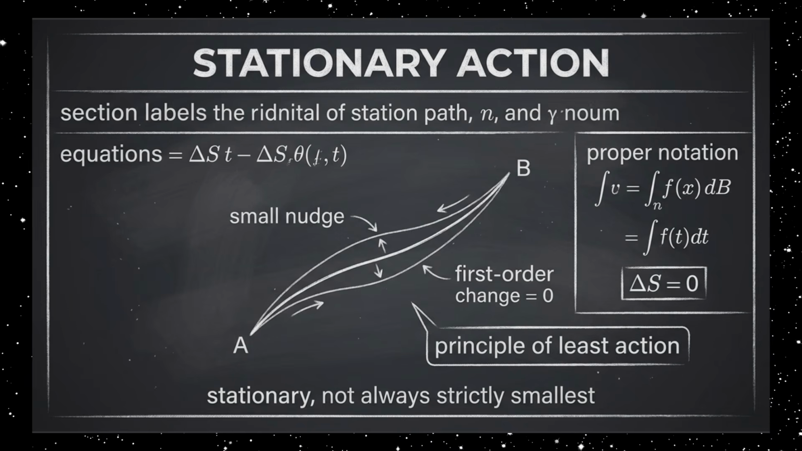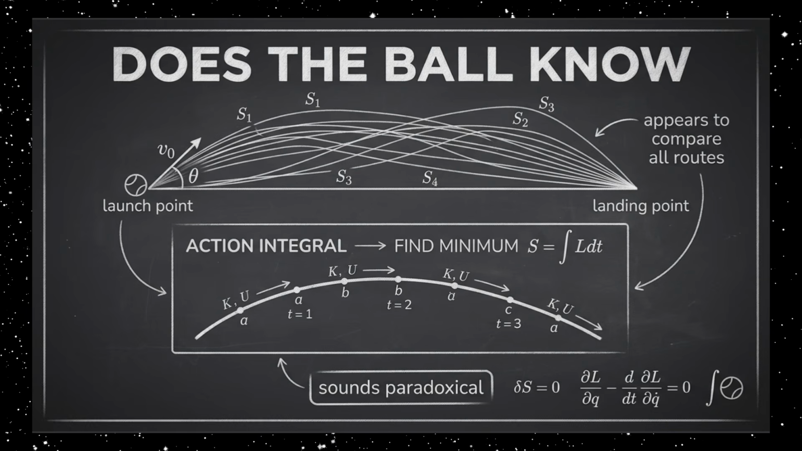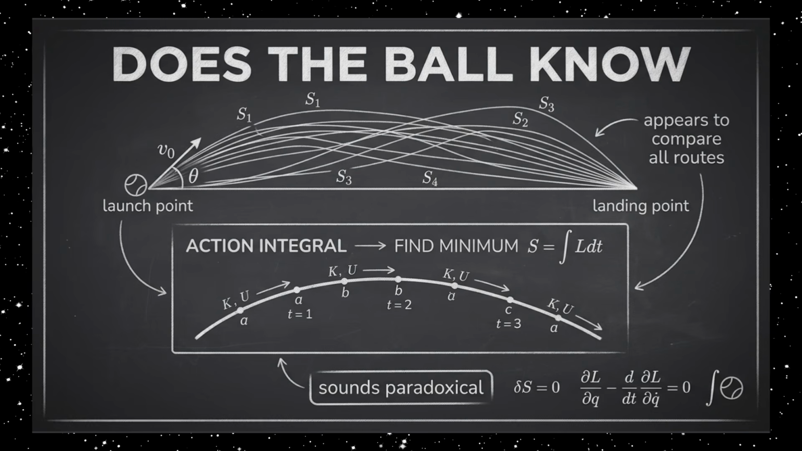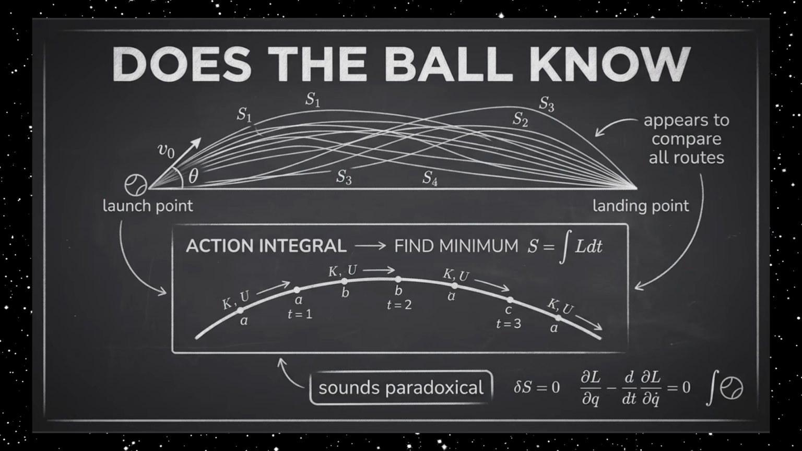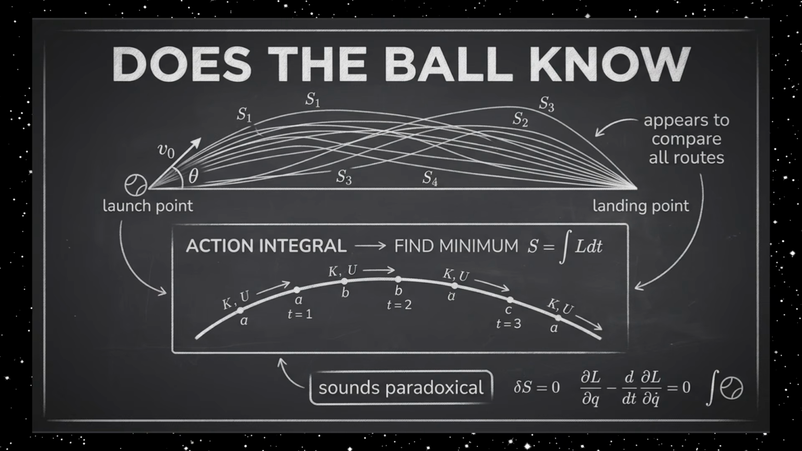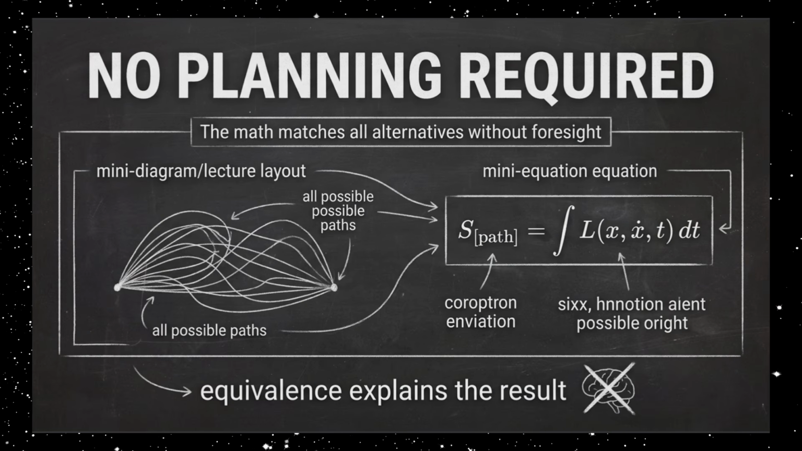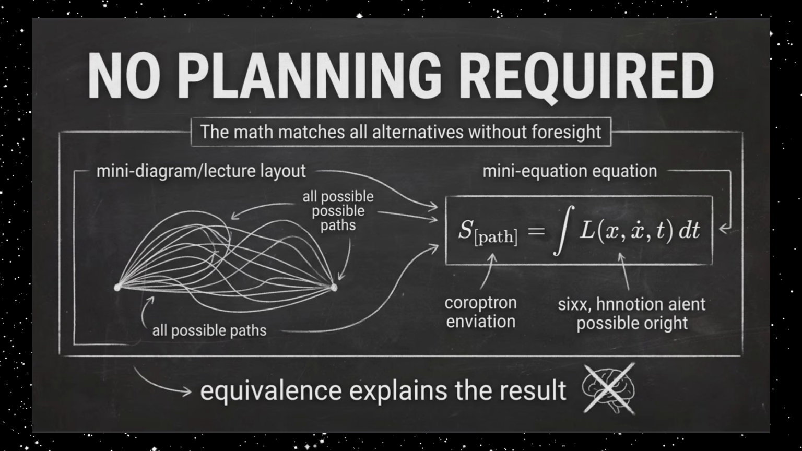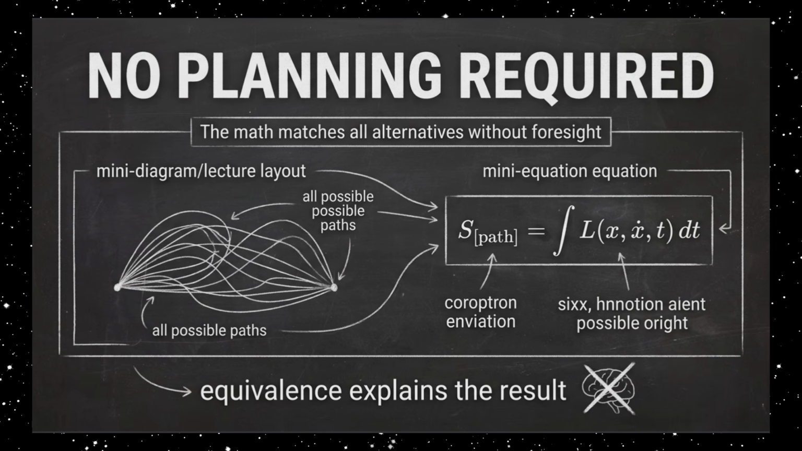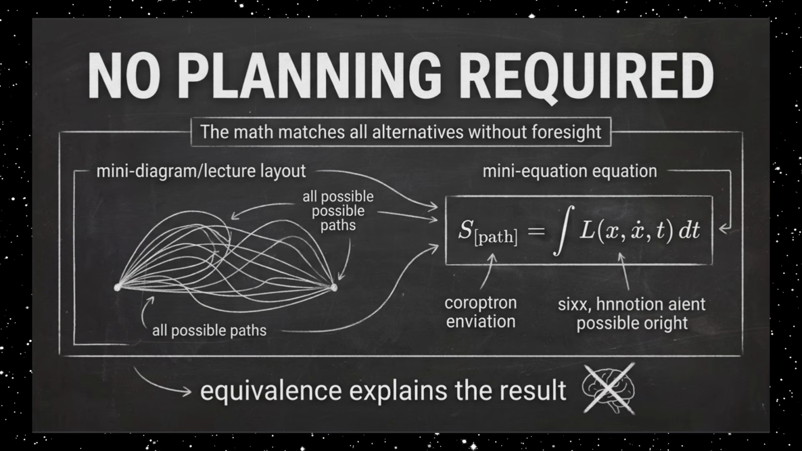And when I first learned it as a student, it blew my mind, because it seems to imply that the ball knows where it's going before it gets there. It seems to imply that the ball surveys all possible paths, calculates the action for each one, and picks the cheapest one. That sounds crazy. A ball doesn't think. A ball doesn't plan ahead. And yet, the mathematics says the ball's path is the one that minimizes the action, as if it had considered all alternatives.